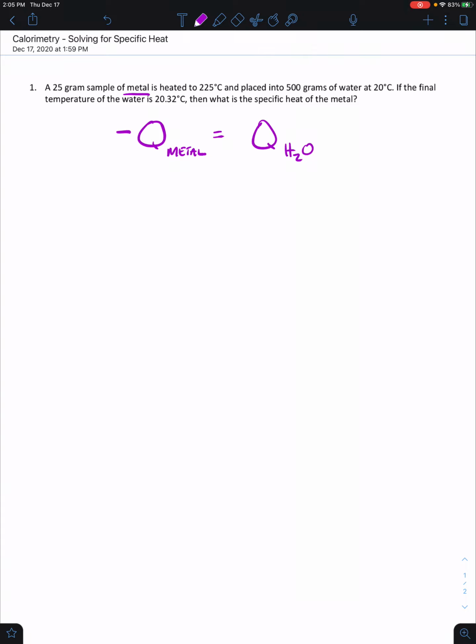So now that we have established this relationship between the Q of the metal and the Q of the water, we can plug it in to the equation. The equation for Q is mc delta T. So we can say that negative m times c times delta T, all of this is for the metal, is equal to mc delta T for water. The only difference is we have to put the negative sign in front of Q because the metal is losing energy. It's an exothermic process. It's releasing the energy. So it'd be negative Q.